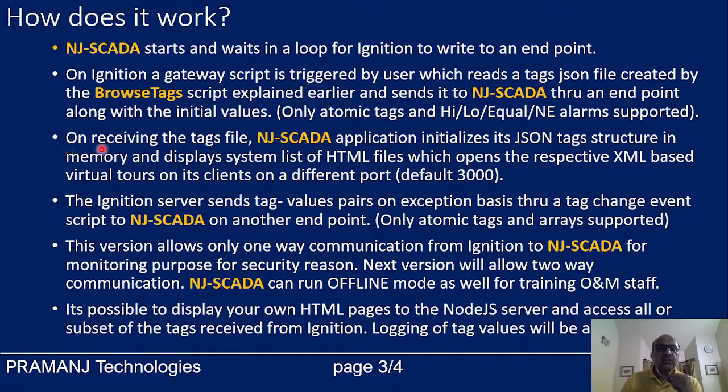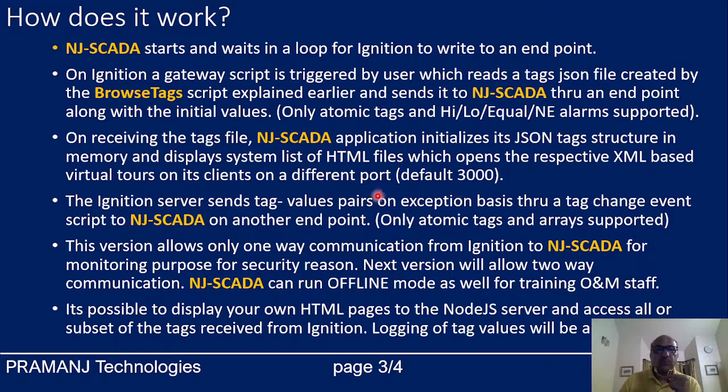As soon as NJ-SCADA receives this tags.json file at the endpoint when this gateway script is started, the NJ-SCADA application initializes its JSON tag structure in memory, and that becomes the database for the NJ-SCADA application. So this database is used by the HTML files and the virtual tours and whatever you have on the NJ-SCADA application to drive the displays and whatever HTML files you have.